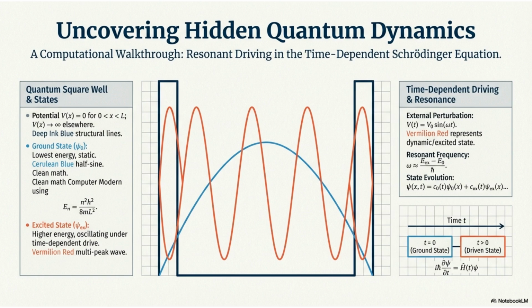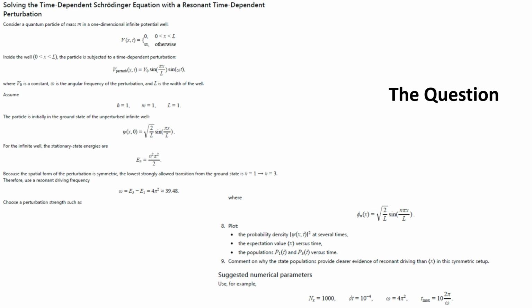This video provides a computational walkthrough on resonant driving in the time-dependent Schrödinger equation, focusing on uncovering hidden quantum dynamics in a square-well system. The core question is how a resonant time-dependent perturbation affects a quantum particle initially in the ground state of an infinite potential well, specifically targeting the transition to the n=3 state.